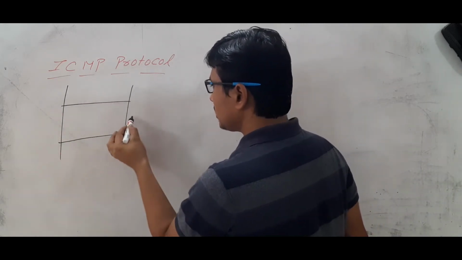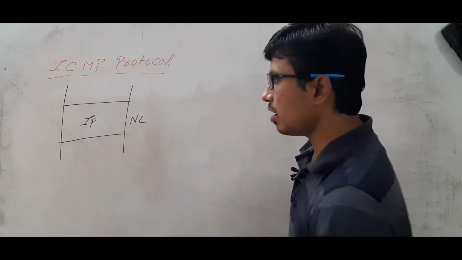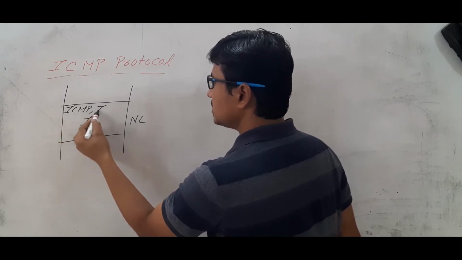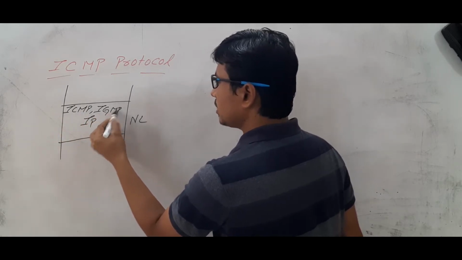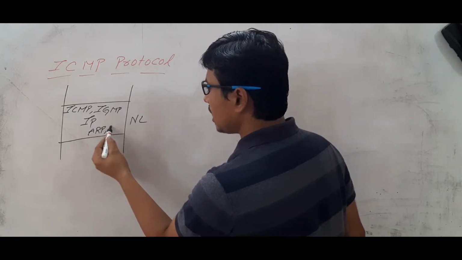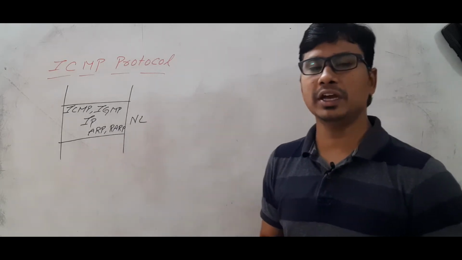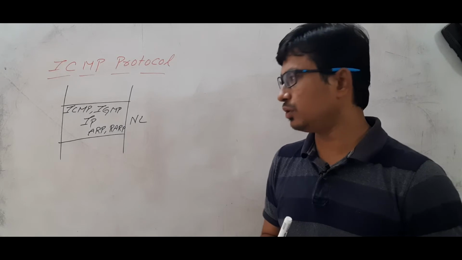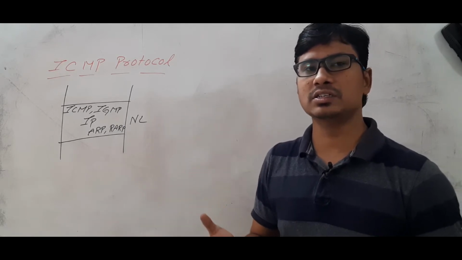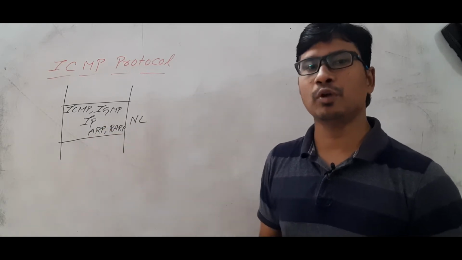Okay, in the network layer, we have the main protocol called IP. On top of the IP, we have the ICMP protocols. And below the IP, you have the ARP protocol and RARP protocol. I hope you already know about the ARP protocol and RARP protocol. If you don't know, I request you to watch my previous videos. There I have discussed the use of the ARP protocol and RARP protocol in a proper way.